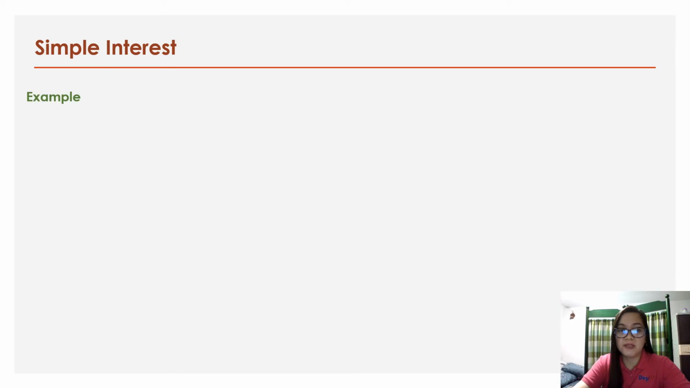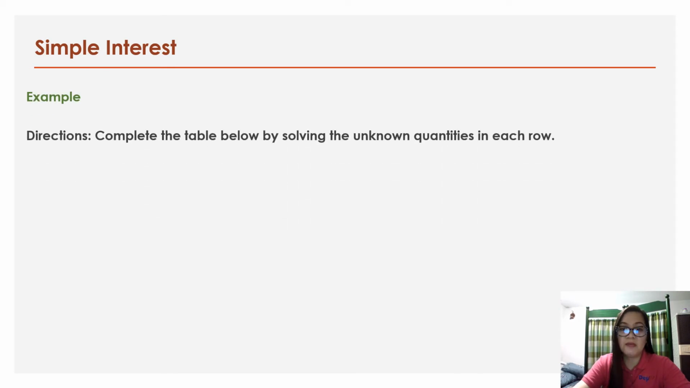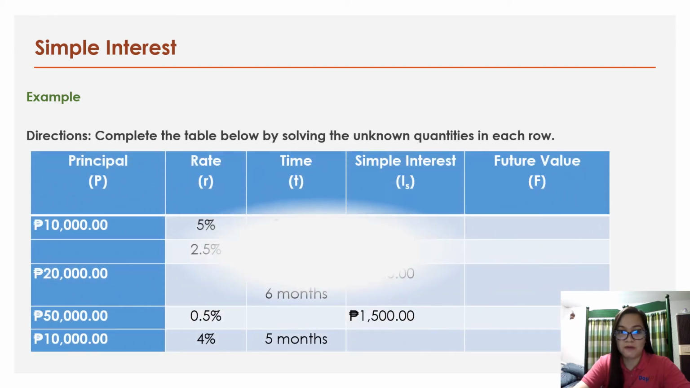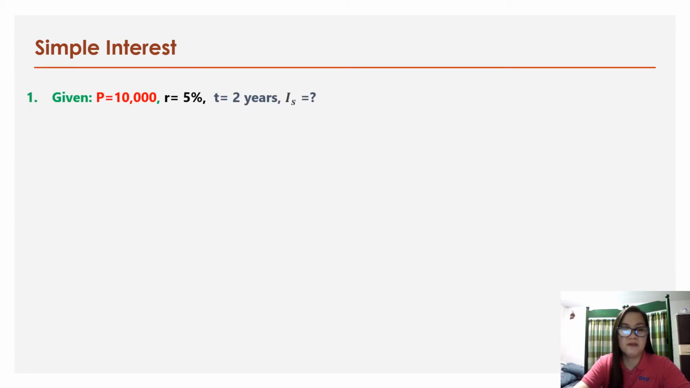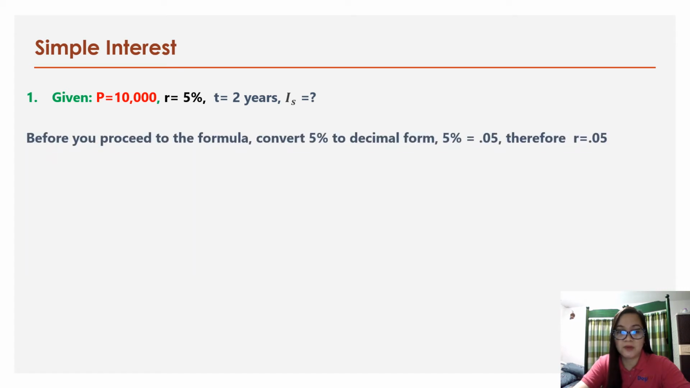Now let's solve an example. Complete the table below by solving the unknown quantities in each row. So we have here the table, and we're going to solve for the first column, simple interest and the future value. So these are the given. P is equal to 10,000, R is equal to 5%, T is equal to 2 years, I sub s is unknown. Now we will solve for the simple interest.